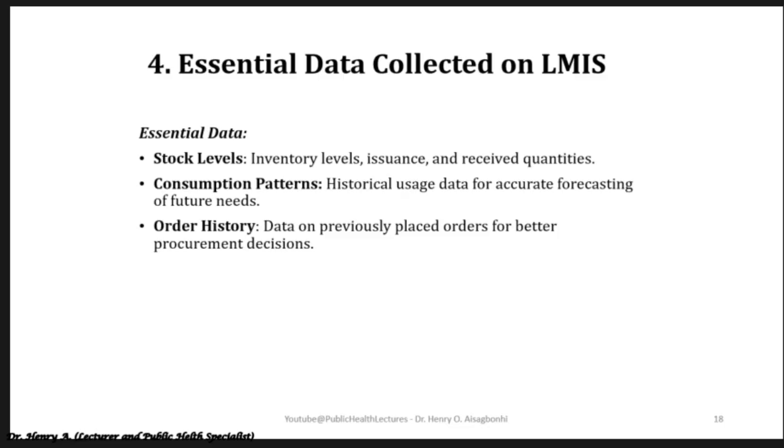Stock level data is important because it helps prevent stockouts and overstocking. For example, if the logistics management information system shows that a facility has only 2 weeks of anti-malaria drugs left, it triggers a reorder before the stock runs out, because that is the minimum stock level. It will inform you, trigger that reorder, so that the process of acquisition will start.